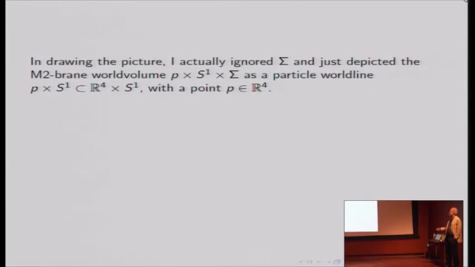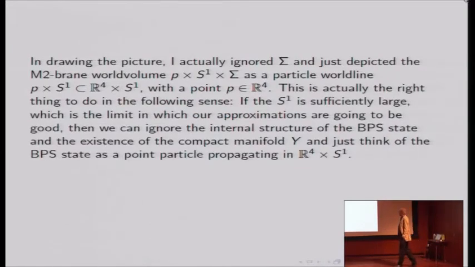a particle world line in P times a circle. And that's actually the right thing to do in the following sense. If the circle is big enough, which is the limit where our approximations are going to be good, we can ignore the internal structure of the BPS state and the existence of the compact manifold Y, and just think of the BPS state as a point particle propagating in R4 times a circle.